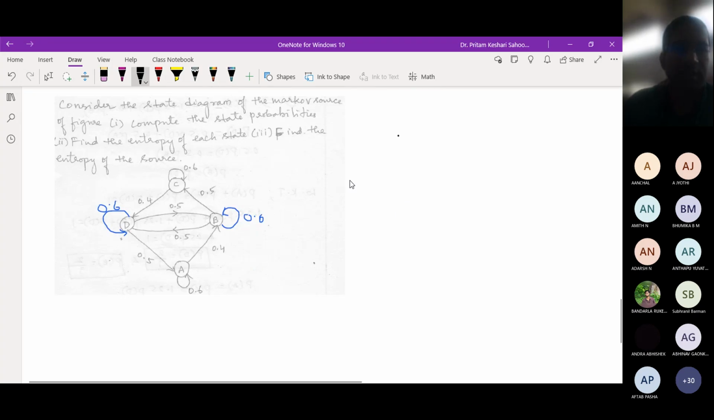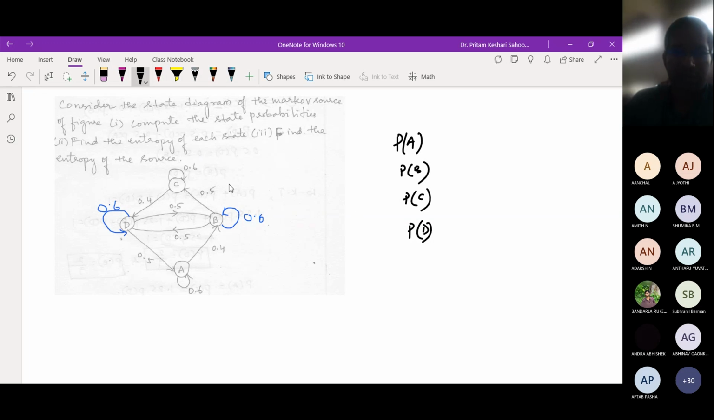This is given. Consider the state diagram of the Markov source of the figure. This is the figure of the Markov source. Compute the state probabilities. So we have to calculate the probability of state A, probability of state B, probability of state C, and probability of state D. Okay.